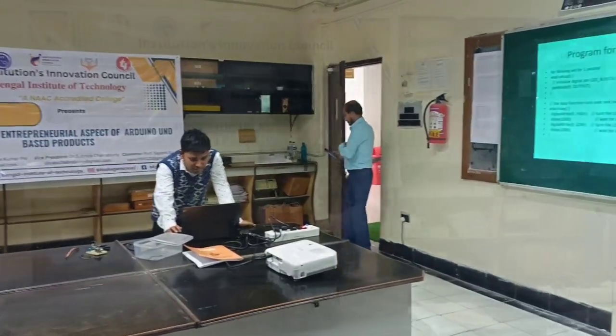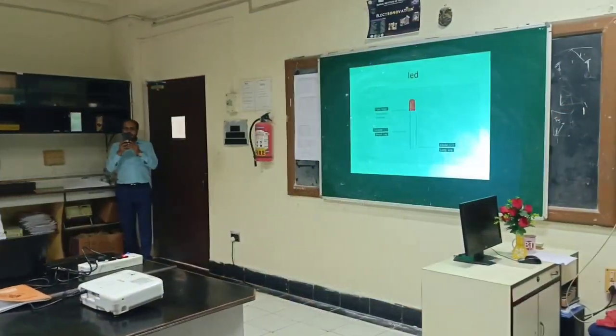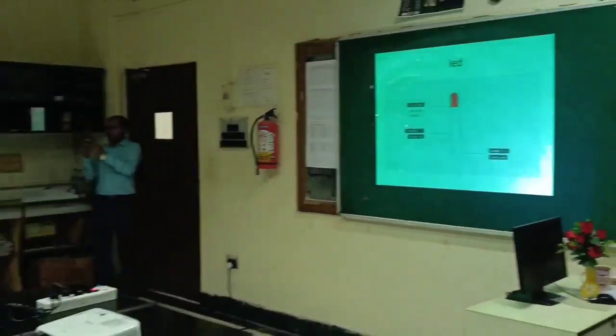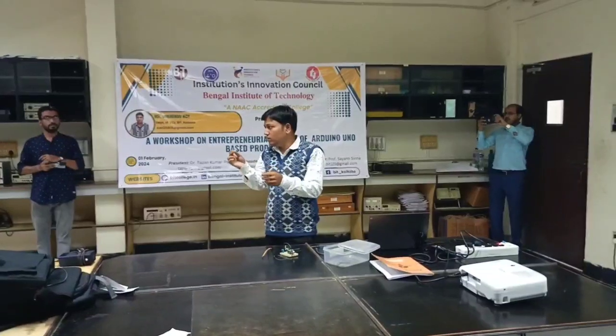Then blinking an LED. LED stands for light emitting diode. It has two legs. The longer leg is the anode and the shorter leg is the cathode.